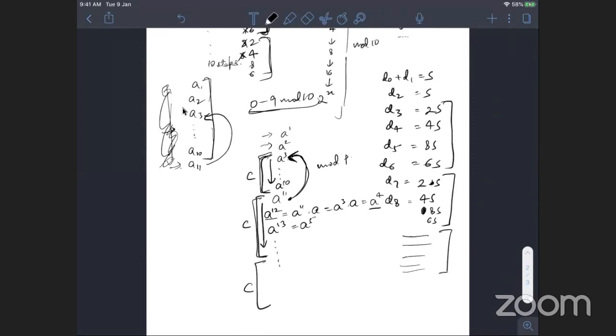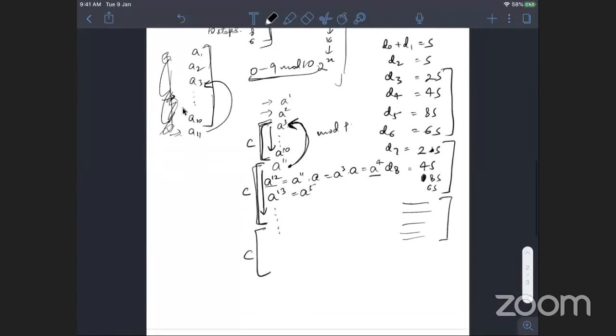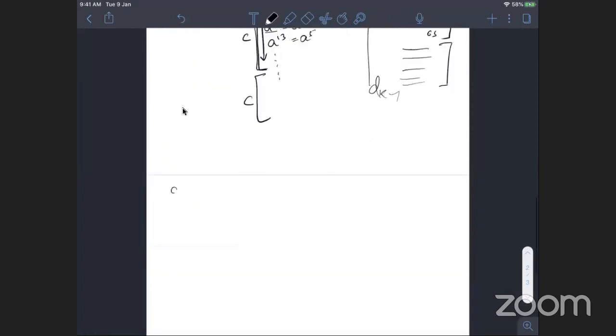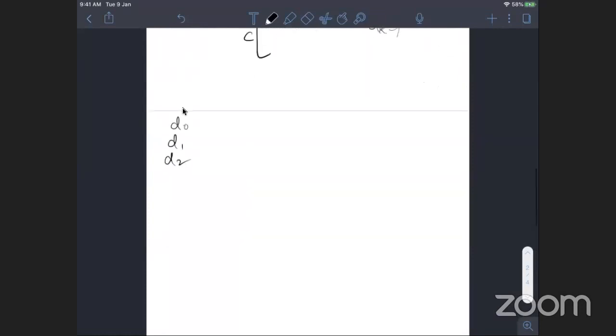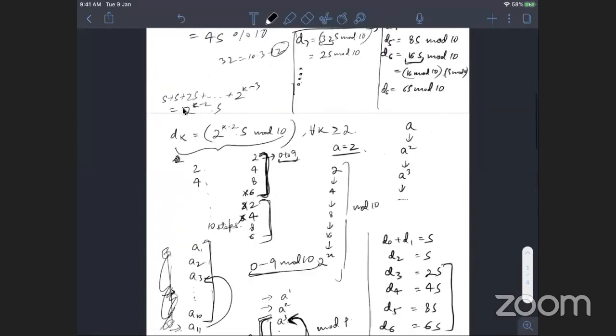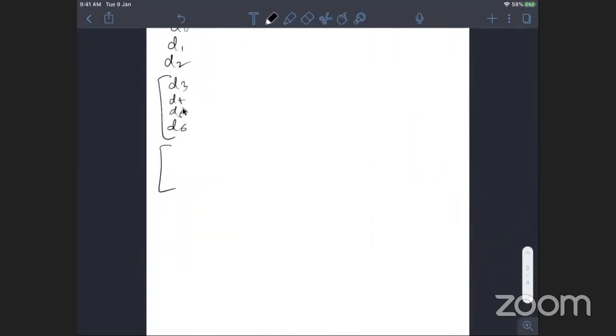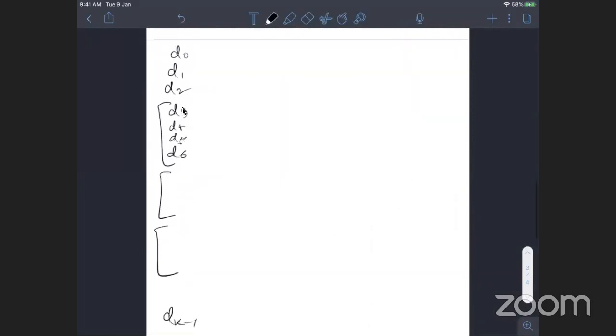Okay. Any doubts here? All right, cool. So here's how the algorithm will work. Say this thing goes till Dk minus 1. We'll say this is D0, this is D1, this is D2. And then we have groups of 4 each time. So probably Dk minus 1 ends somewhere here. We'll try to find out how many cycles are there up till Dk minus 1. In this case, let's say there are 3 cycles: cycle 1, cycle 2, cycle 3.